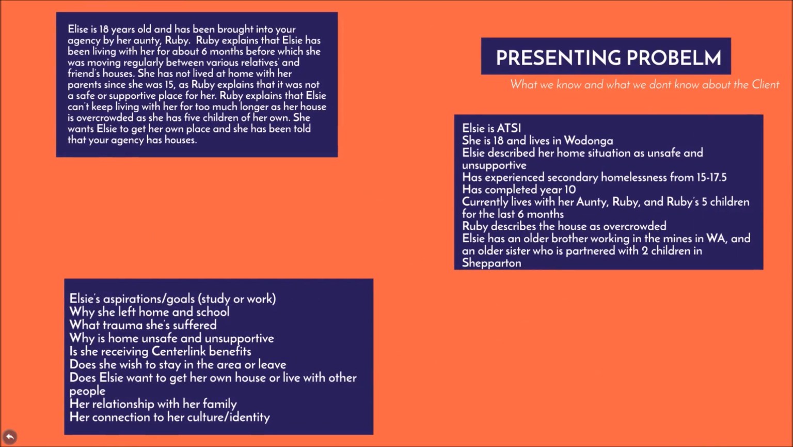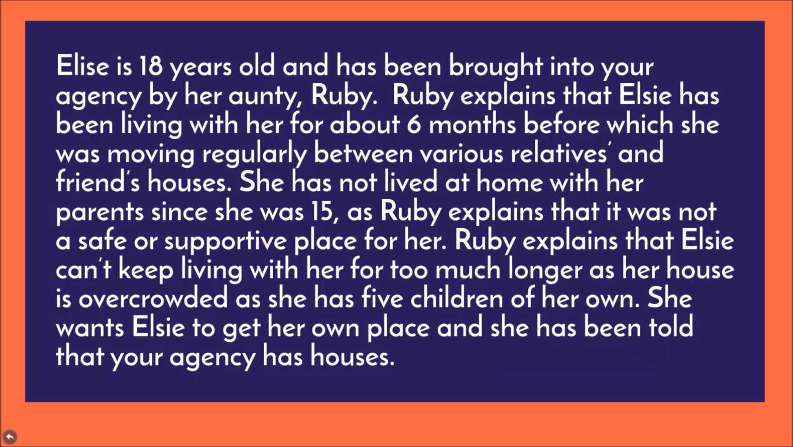So Elsie is 18 years old and has been brought into our agency by her Aunt Ruby, as previously stated. Ruby has explained that Elsie has been living with her for about 6 months, and before that she was moving regularly between various relatives' and friends' houses. She has not lived at home with her parents since she was 15, as Ruby explains that it was not a safe or supportive place for her. Ruby explains that Elsie can't keep living with her for too much longer as her house is overcrowded and she has 5 children of her own. She wants Elsie to get her own place as she's been told that your agency has houses. So this is our problem here, and this is what we need to address for the client.